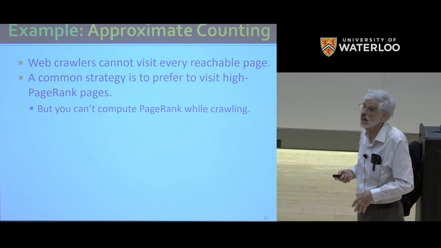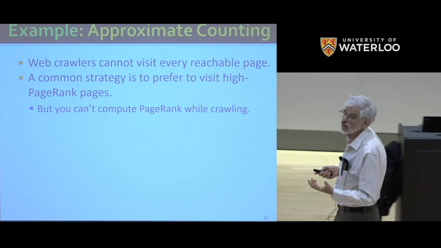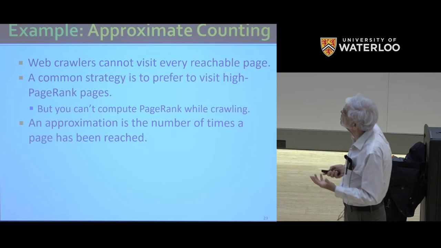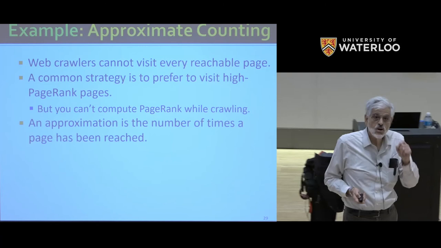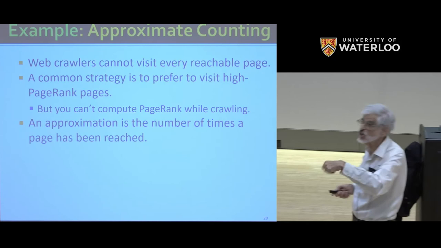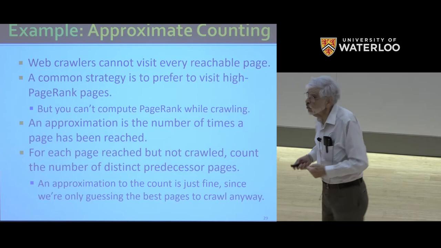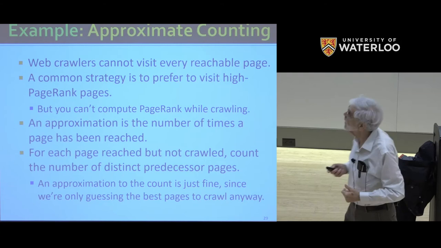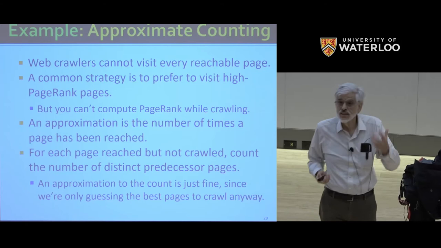Trouble is, of course, you can't compute the page rank while you're crawling. So what people do is they just count the number of inlinks to a page, and they prefer to visit the pages that have been reached a large number of times. So for each page you're visiting, and there could be a trillion pages, you want to count the number of different inlinks that you've seen.